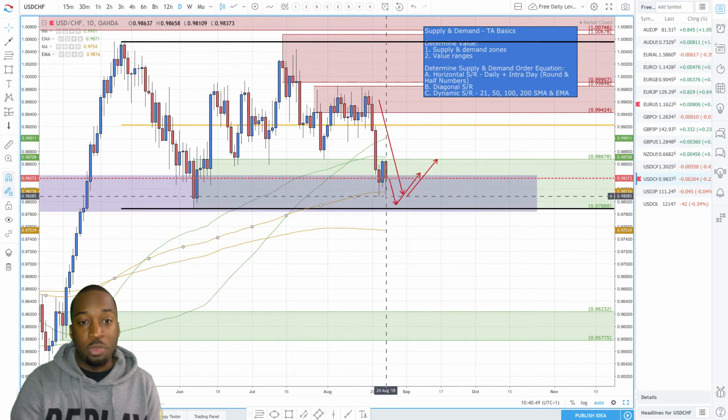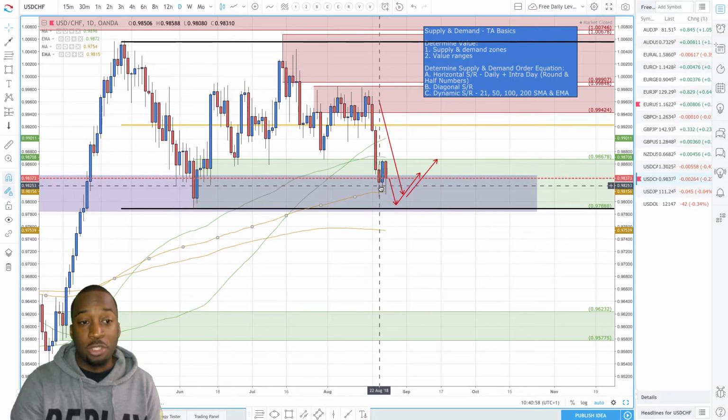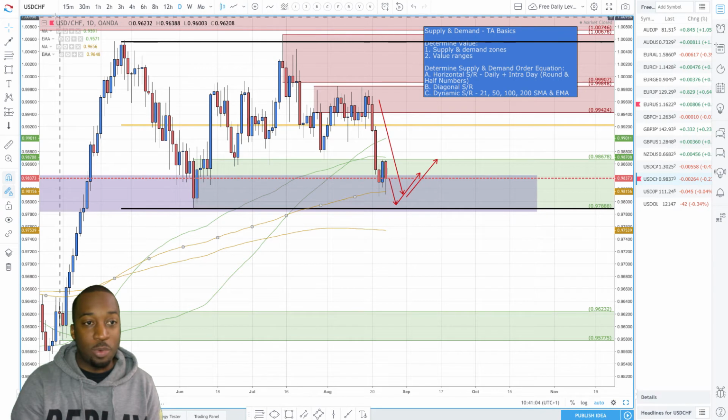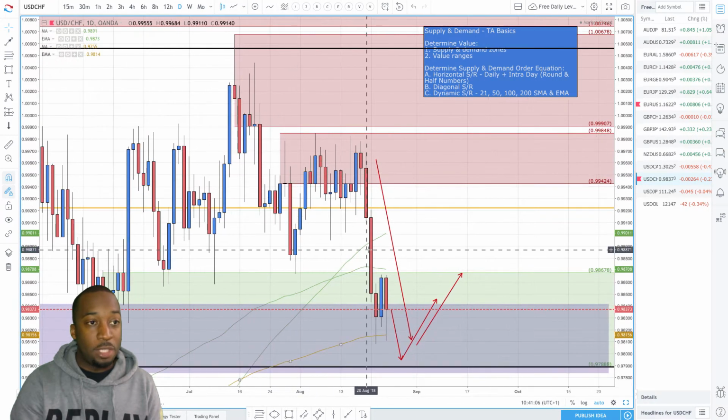But again, technicals are not the reason prices move. It's really fundamentals and sentiment. We're just passengers as to what the big banks really want to do as far as buying and selling. So that's my technical analysis on the dollar Swiss.